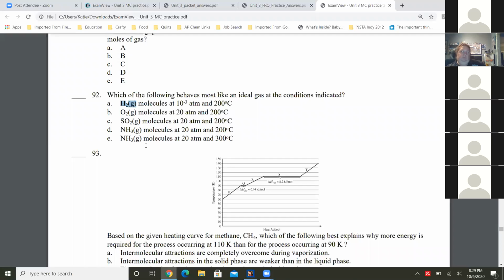Can I ask a question about the ideal gas? Yeah. Okay, so you want the lightest mass because if they're too big, they can stick together. Mm-hmm. So does that apply for non-polar molecules as well?